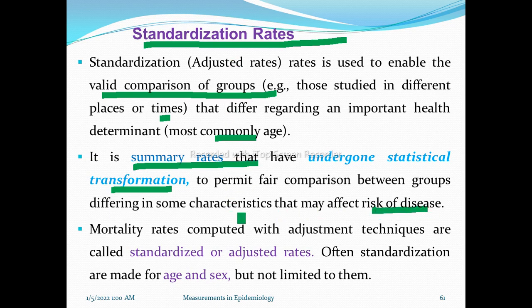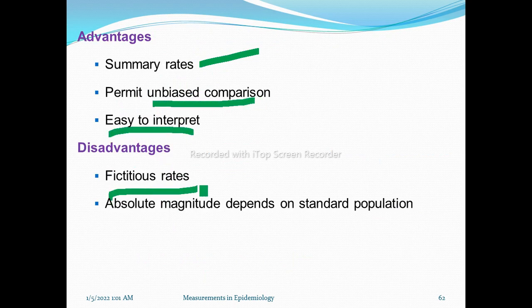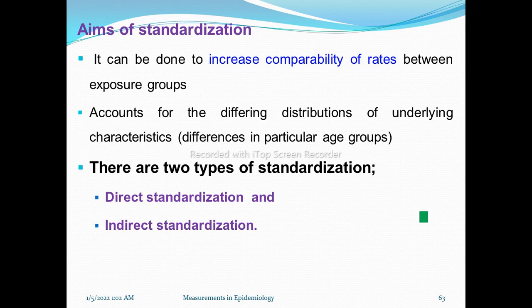The two paragraphs are similar. Mortality rates computed with adjustment techniques are called standardized or adjusted rates. Adjusted rates, often standardization, are made for age and sex, but not limited to them. The advantage of a standardized rate is that it is a summary rate. It is an unbiased comparison and easy to interpret. But it is a fictitious rate, and its absolute magnitude depends on the standard population.